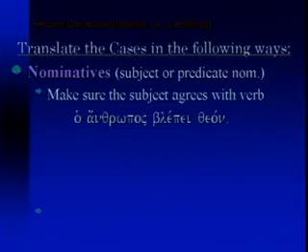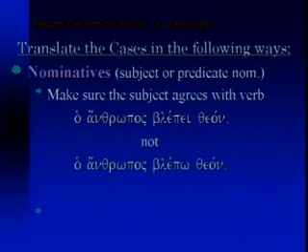All right? When you're working with these kinds of things and you're translating on the basis of the verb that you find in the sentence, you're going to want to make sure that the subject agrees with the verb. Look at what I'm talking about here. As we look at this particular example, ho anthropos blepei theon. Ho anthropos is nominative, masculine and singular. It's going to be the subject. Blepei is present active indicative, third person singular.